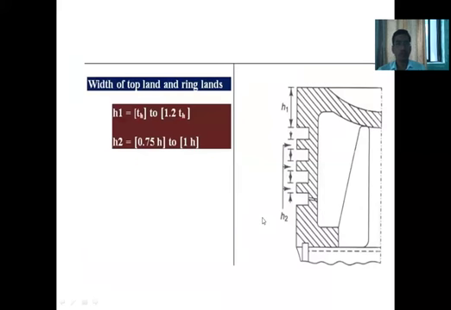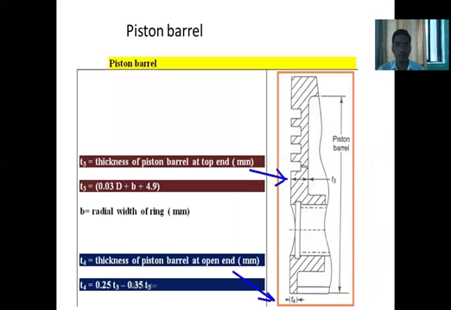Next, the width of the top land and ring land are calculated by using the formula H1 and H2. So H1 is equal to 1 to 1.22 times the thickness of the head, and H2 is equal to 0.75 to 1 times the thickness of the head, TH. That is the thickness of the head.